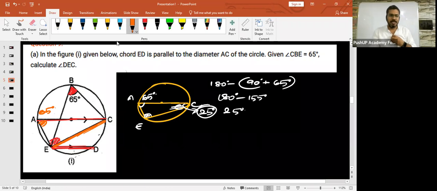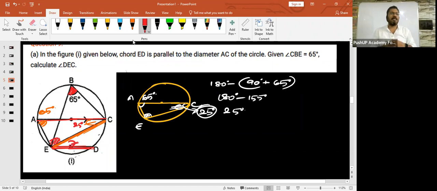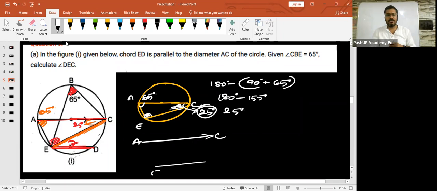Okay. Now, children, that wasn't the question. This is the angle which you found, but this is the angle which they are asking us to find. So for that, they have already mentioned what is AC and ED to each other. They both are parallel to each other, isn't it? Good.